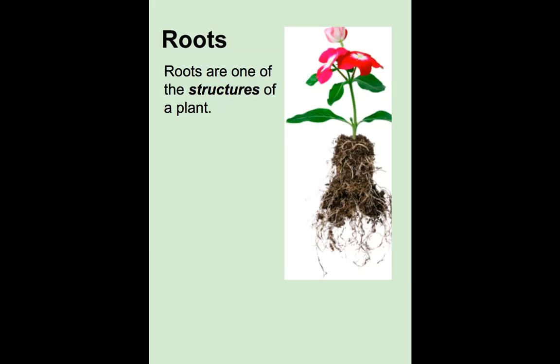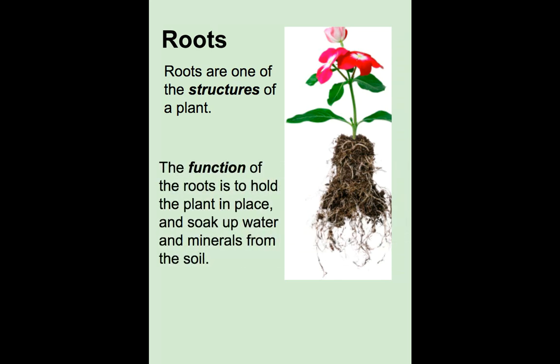So now we're going to talk about the different structures of plants. First, we have the roots. We know that roots are a structure of the plant, and the function of the roots is to, one, hold the plant in place. If we didn't have roots, then a tree would just fall over, or a flower in your flower bed could just blow away with a strong wind if it didn't have roots. So holding it in place is one of the functions of the roots. The other function of the root is to soak up water and minerals from the soil.